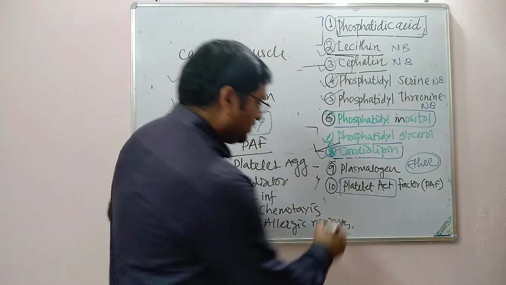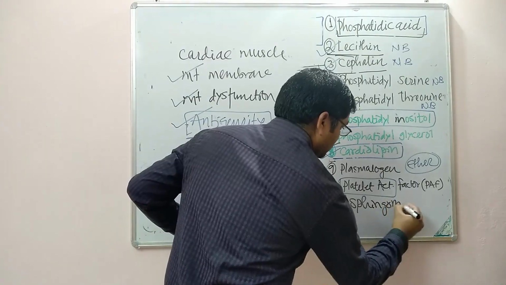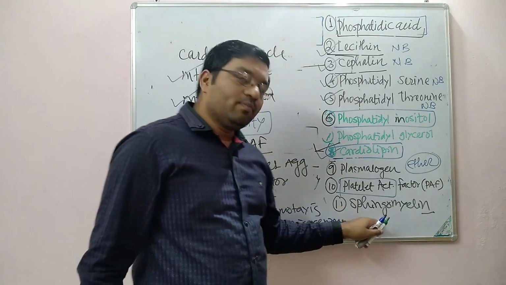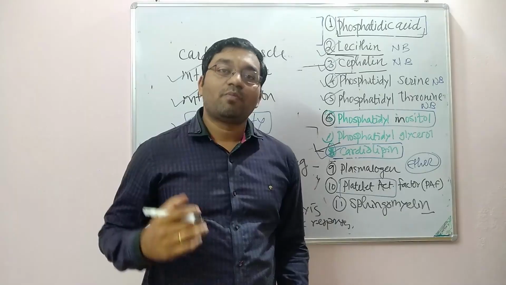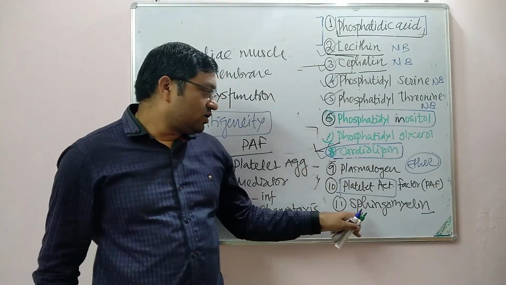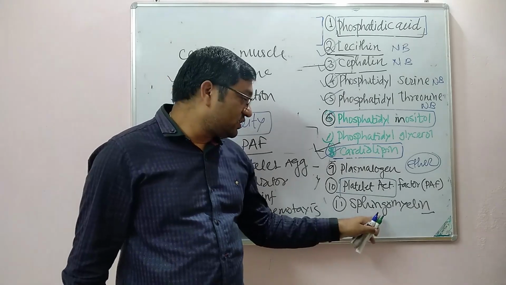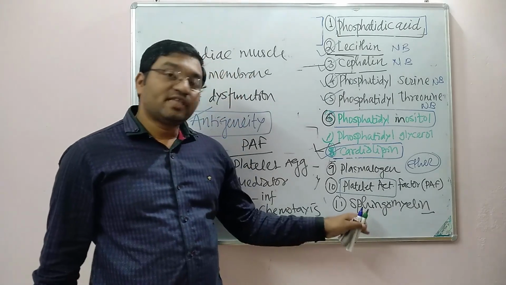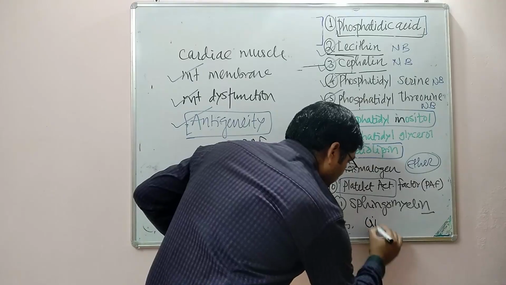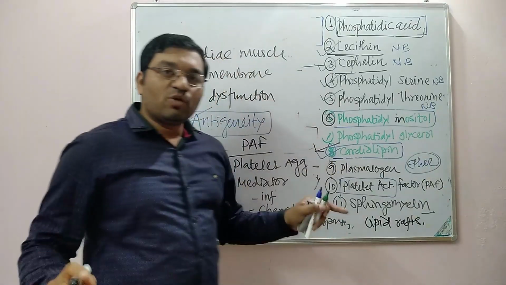And the 11th one is the sphingomyelin. This sphingomyelin is particularly important. It helps in the formation of myelin sheath of nerve fiber. So it helps in nerve transmission and it is typically present in the brain or CNS, central nervous system, and in the cell membrane it helps in the formation of lipid rafts. So this is all about the phospholipid.